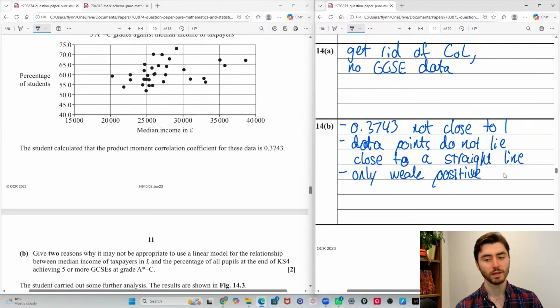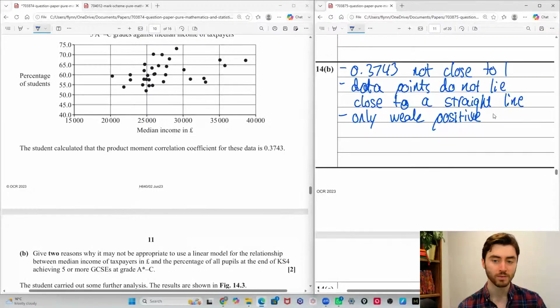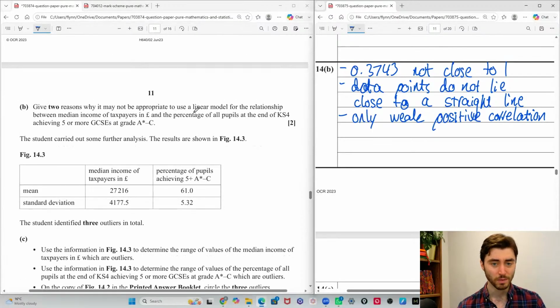What I'm trying to do is to use any opportunity to demonstrate what I know from the syllabus. Using a phrase like weak positive correlation just demonstrates a knowledge point that I've picked up. So I may as well use it.